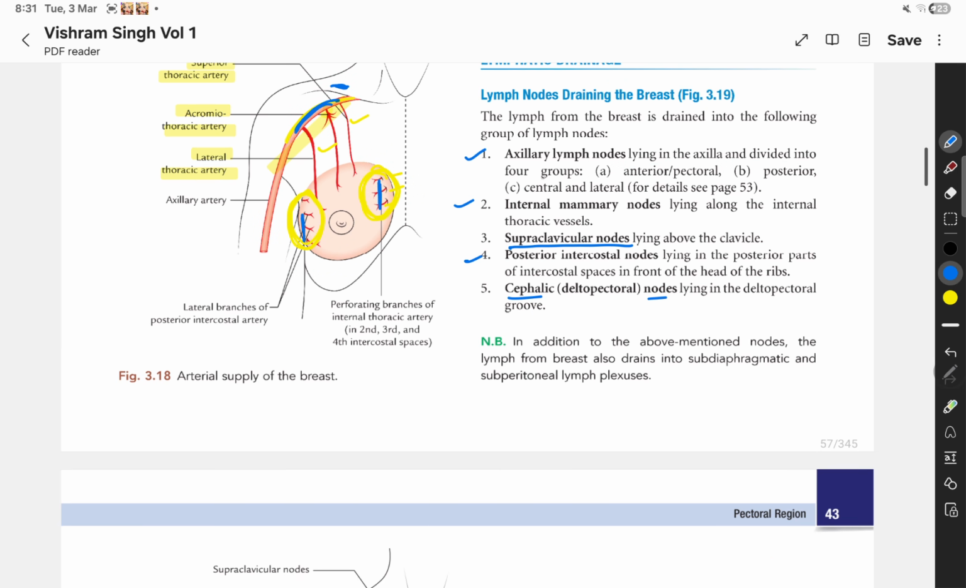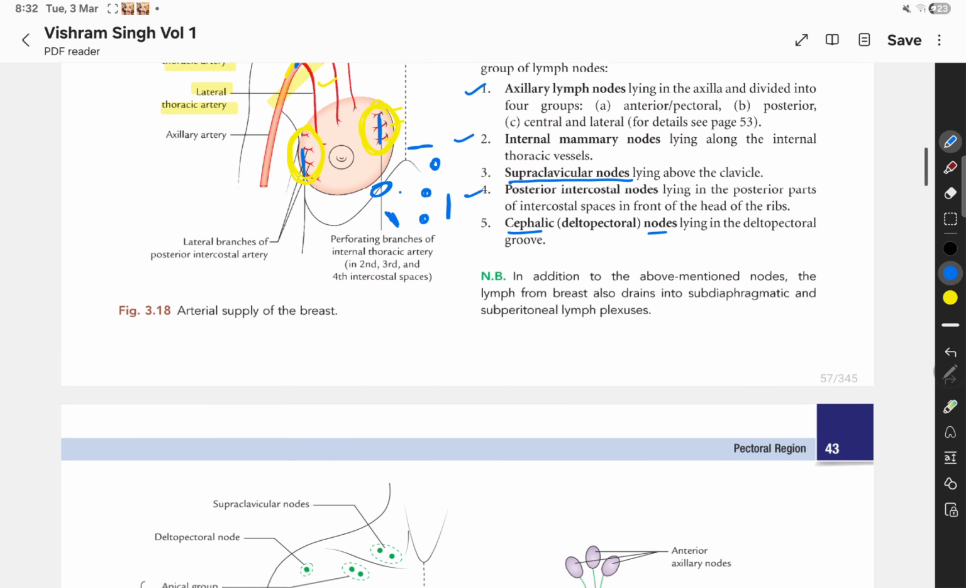Axillary, lying in the axilla, divided into anterior, posterior, central, lateral. Internal mammary, lying along the internal thoracic vessels. Supraclavicular, above the clavicle. Posterior intercostal, lying in the posterior part of the intercostal space. Cephalic, lying in the deltopectoral groove.